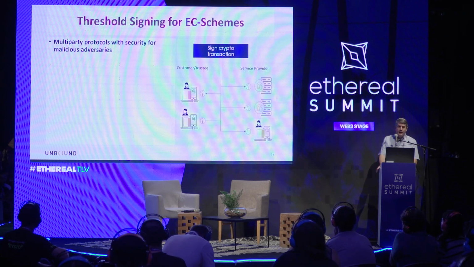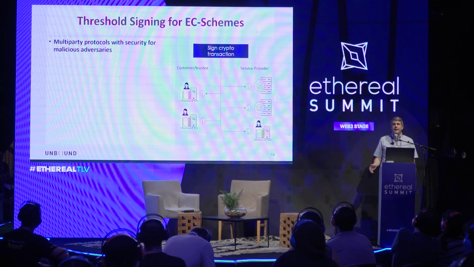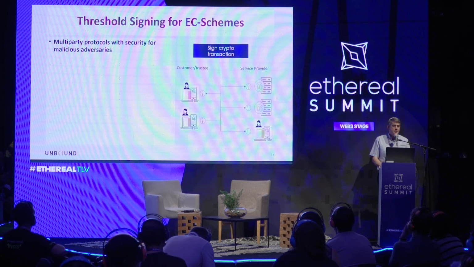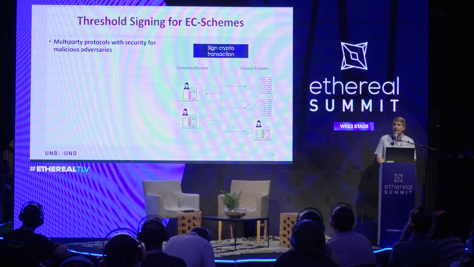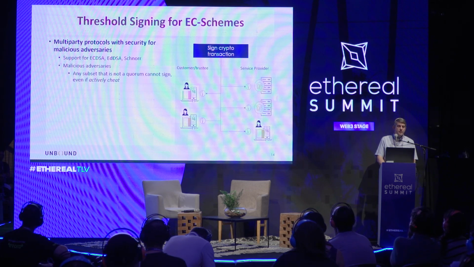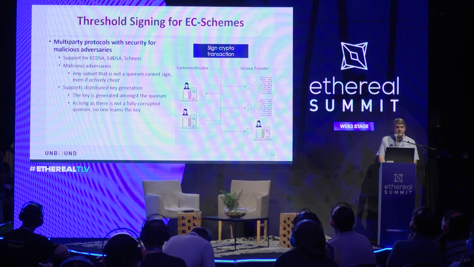So there are threshold signing protocols for all the popular elliptic curve signing schemes, with security against malicious adversaries. That means, again, if the parties actually run malicious code. So we can support ECDSA, EdDSA, Schnorr, and so forth. Any subset cannot sign.